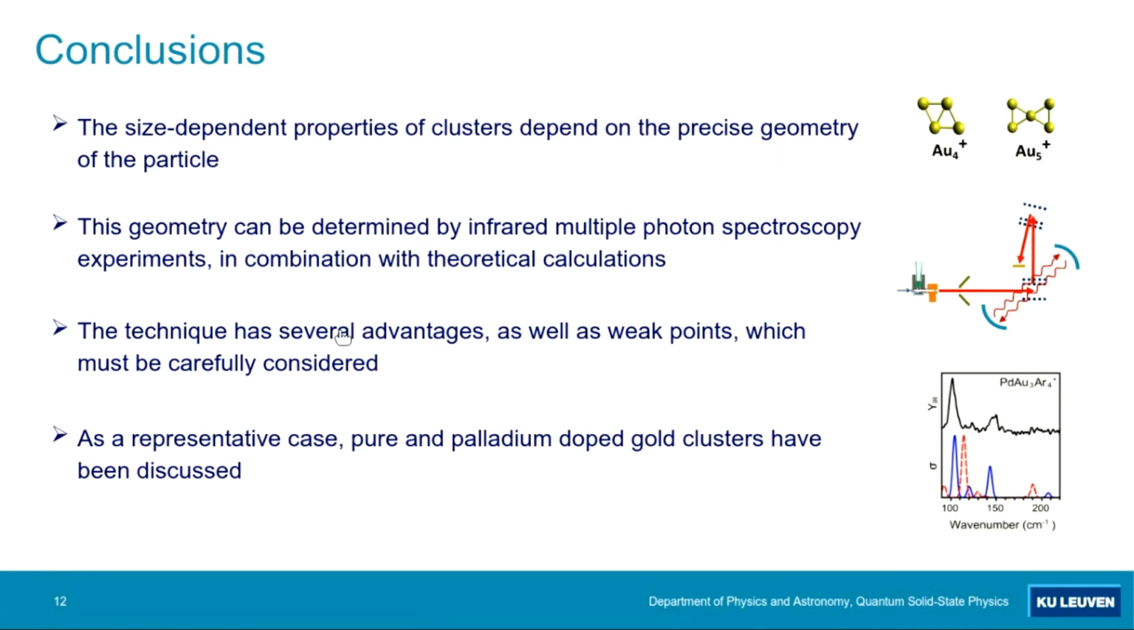So one way, it's not the only one, but I would say it's one of the best ones, is to use infrared multiple photon dissociation spectroscopy in combination with density functional theory calculations. The technique has advantages, also has some weak points, but in general it is one of the best ways to determine this, combining theory and experiment. And I show this as a representative example of pure and palladium-doped gold clusters.